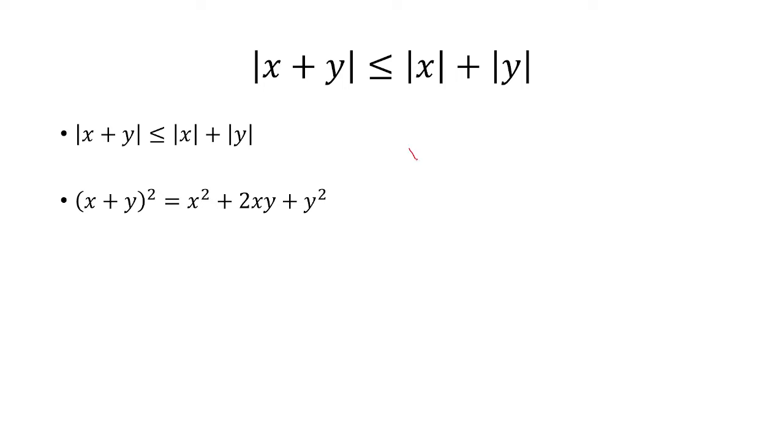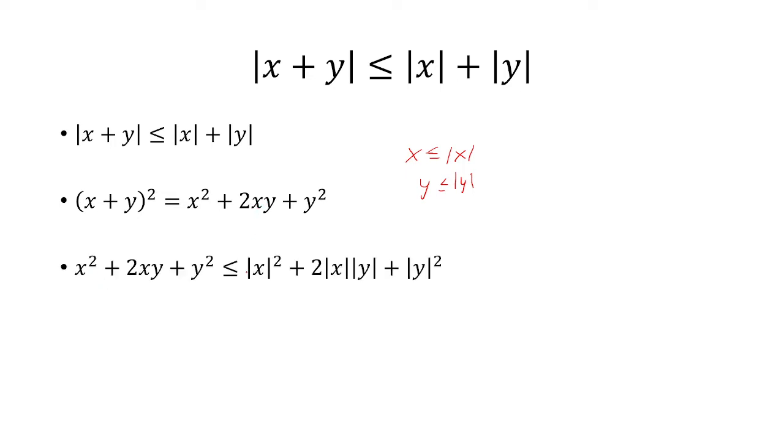Now, we know that x is going to be less than or equal to the absolute value of x, and y is going to be less than or equal to the absolute value of y. So we can find something that is bigger than or equal to this by replacing x with absolute value of x and y with absolute value of y. Notice that x squared and y squared are exactly the same as absolute value of x squared and absolute value of y squared. The only difference is with 2xy. This could be sometimes negative, whereas this is always going to be bigger than or equal to 0.